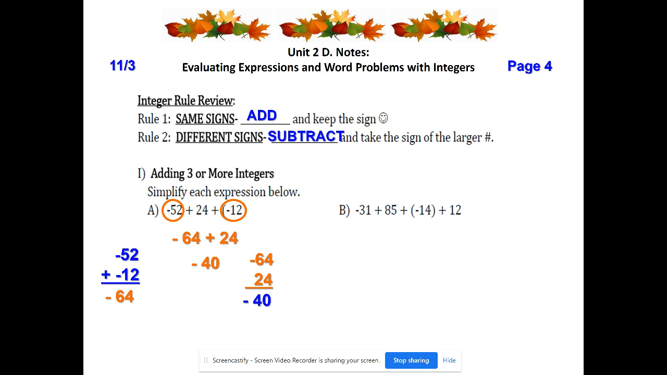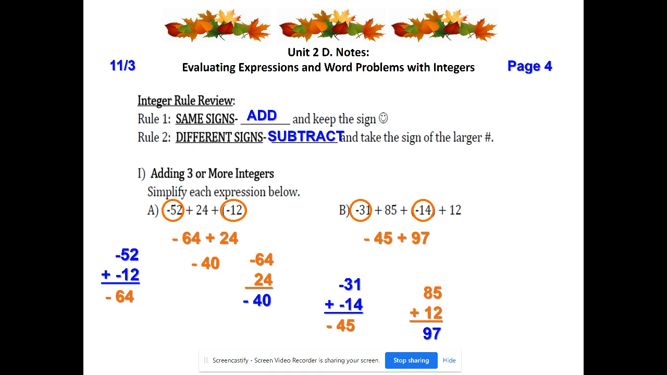Okay, for the next one, I have negative 31 plus 85 plus a negative 14 plus 12. So first thing I'm going to do is circle my negatives. When we have negatives, we know they're the same sign, so we add them. Negative 31 and negative 14 is going to give me negative 45. I also see that I have two positives. Positive, same signs, add, keep the sign. 85 plus 12 is 97.